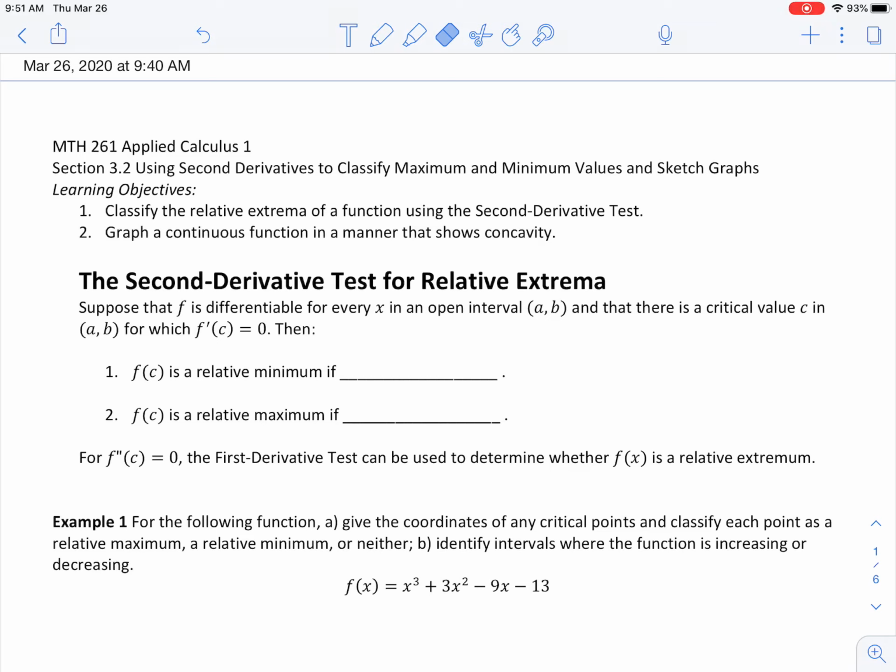In this video, we're going to talk about the first learning objective for section 3.2. We're going to use the second derivative test to classify the relative extrema of a function, okay? You do know how to do this already, really.